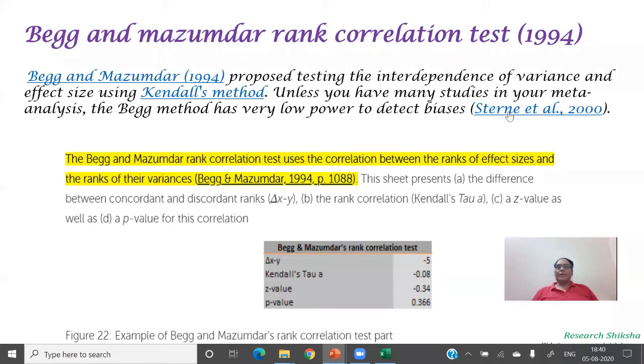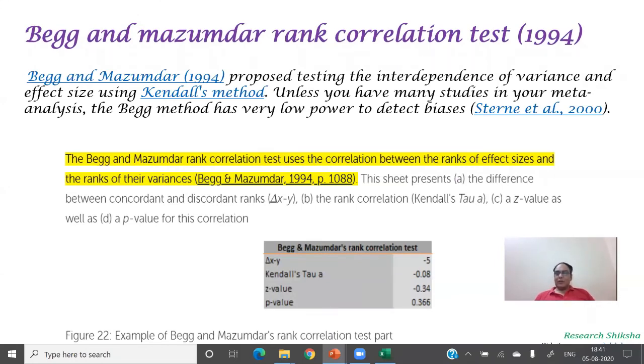They say that unless you have many studies in your meta-analysis, the Begg method has very low power to detect bias. Meaning if your sample size is very low, then the power of this test is very low. So you must have 30, 40 studies for applying this test. Okay, so let's move next.